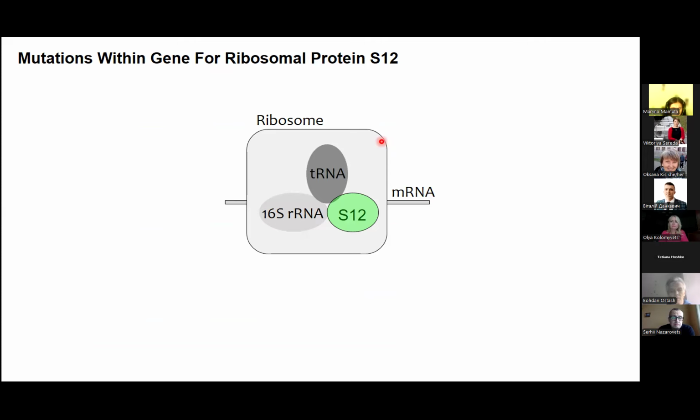My talk will be divided in 2 parts because I will focus on two elements of protein translation machinery. I mentioned it before. I will focus first on a ribosomal protein S12. This is a part of the ribosome. This is part of the accuracy check center of the ribosome.